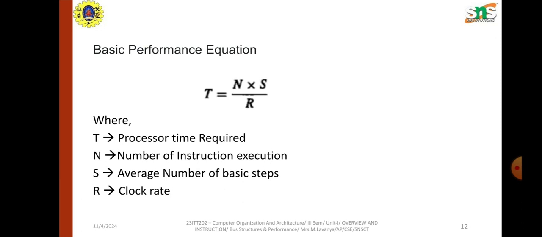and R stands for the clock rate. Each and every operation will be performed in a clock period. Thus, the clock period and the time is denoted as R. Thus, the performance equation calculation by the processor is T is equal to N cross S by R.